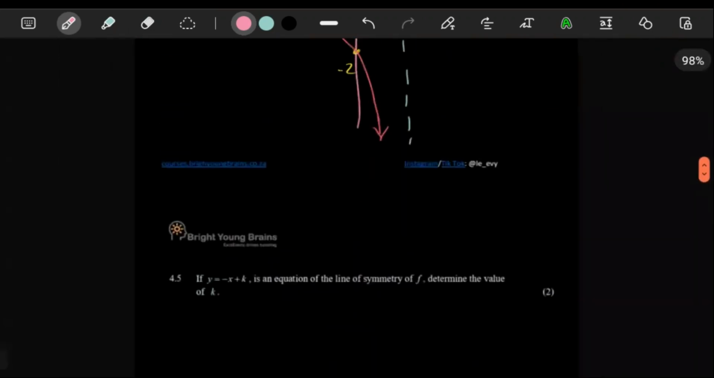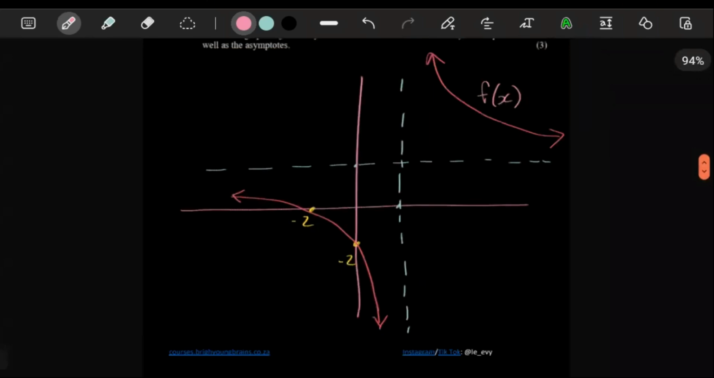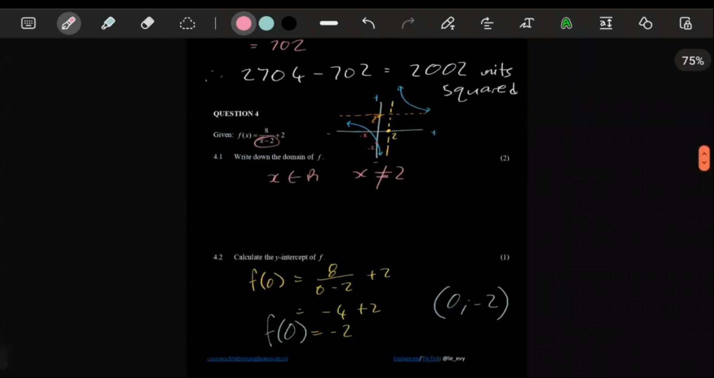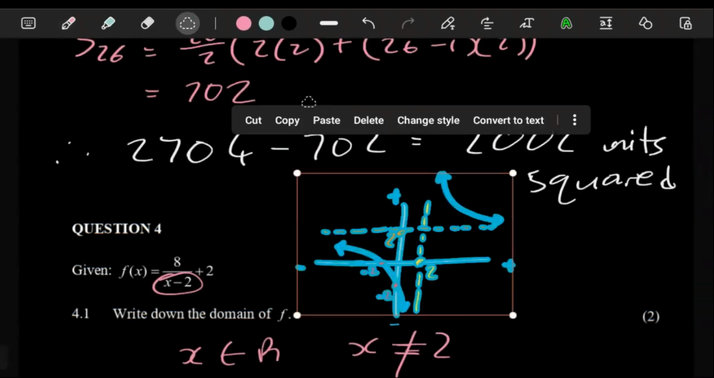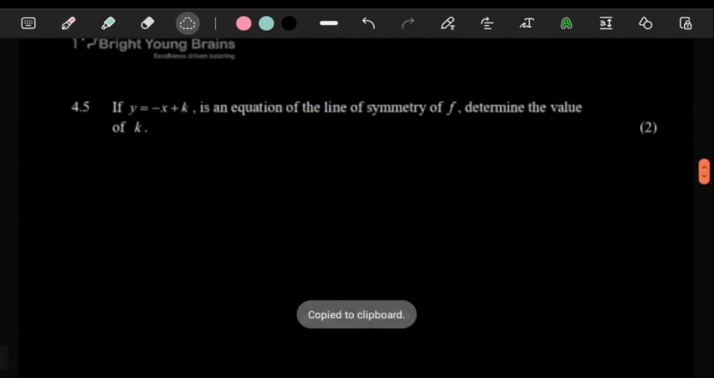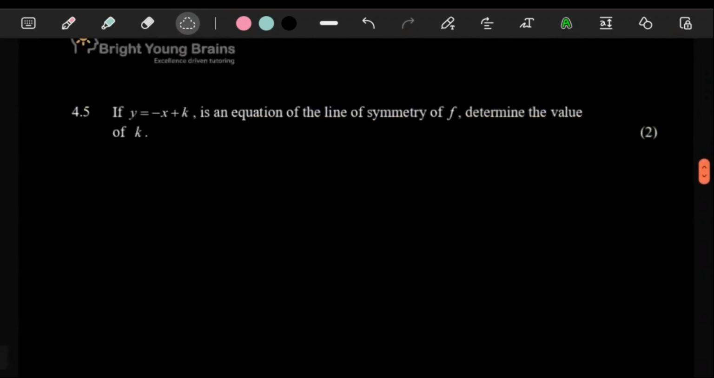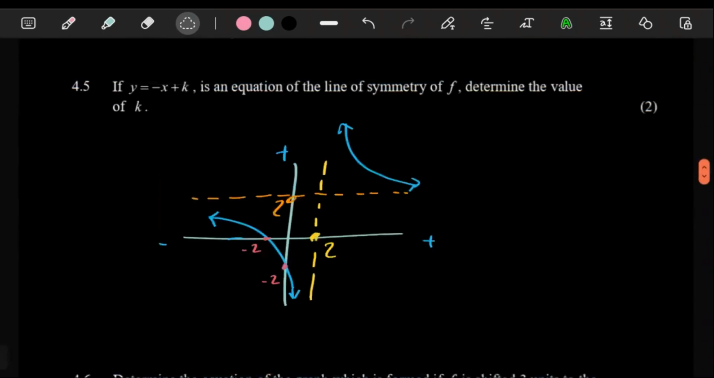4.4 says, if y is equal to negative x plus k is an equation of the line of symmetry of f, determine the value of k. This question is not difficult at all, because remember, whenever you're dealing with a hyperbola, it has a line of symmetry. It has two lines of symmetry actually. There's a positive line of symmetry and a negative line of symmetry.